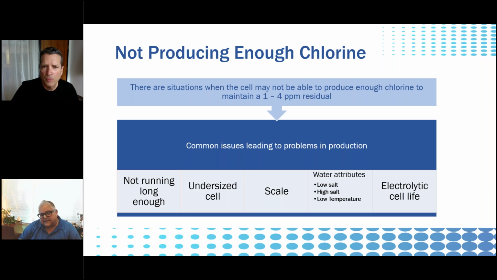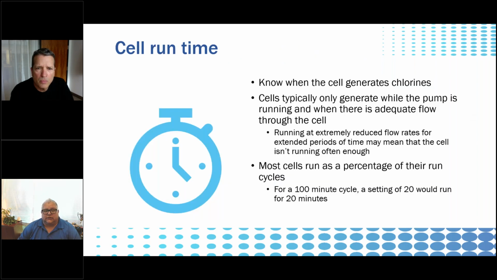Now, if we switch to the second root cause of not being able to hold chlorine, it is that the cell cannot keep up. It cannot make enough chlorine to keep up with even regular demand, let alone chlorine demand. And that comes from a lot of different places with the cell. It could be that it's not running long enough, it's not the right size. We're going to talk about each one of these. It's scaled up. There are some water balance attributes that can lead to that, or the cell itself is just old and it's not able to function anymore. So these are all the things that you need to look at.